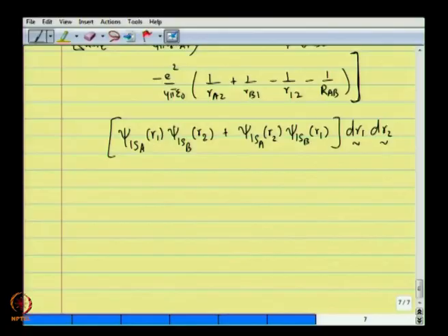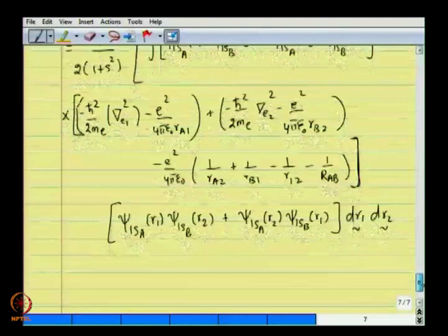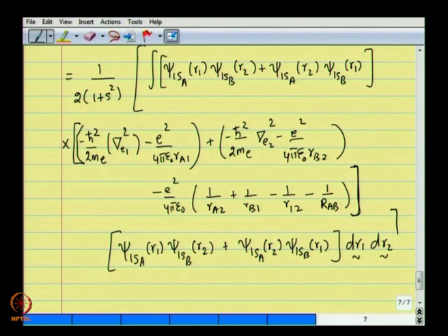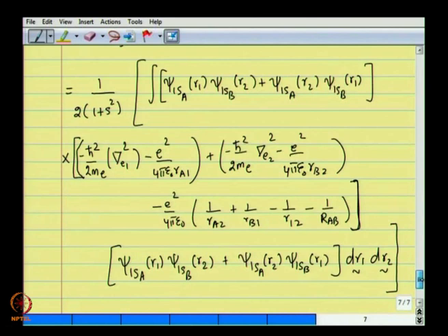Our starting point for the next lecture would be this integral, namely what you see on the screen. So, we will start from here and we will calculate this.